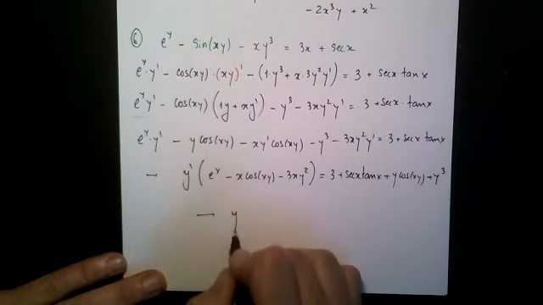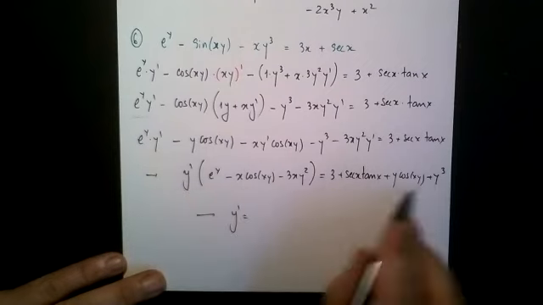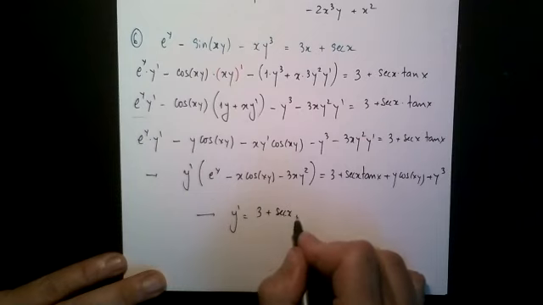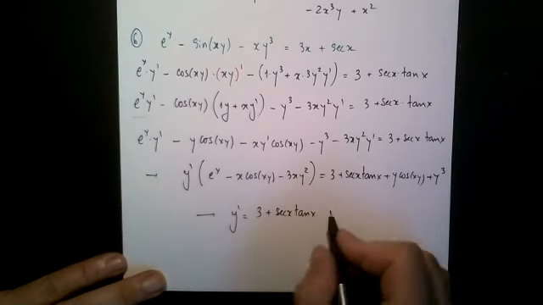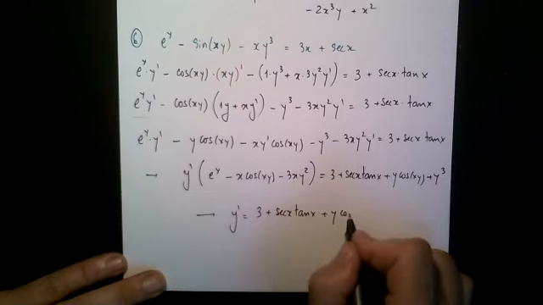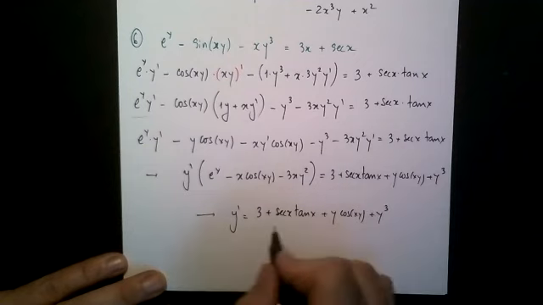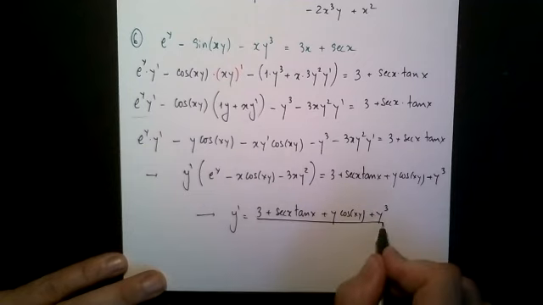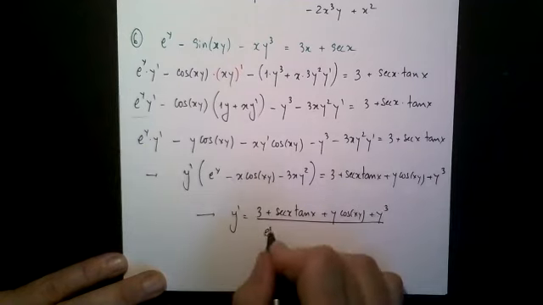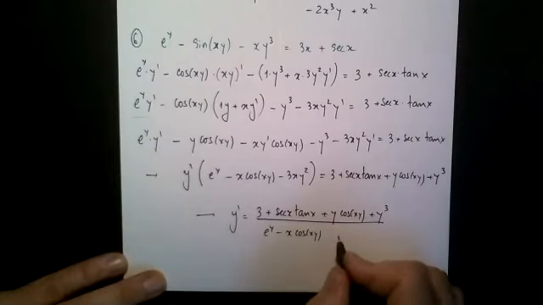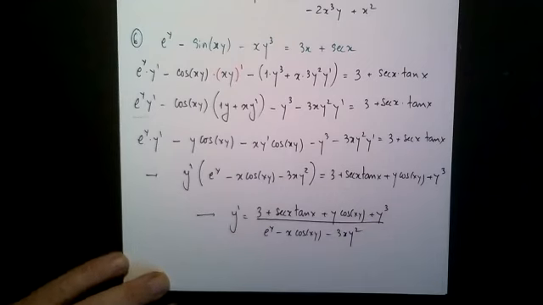And therefore, y prime will be this over that. 3 plus secant x tangent x plus y cos xy plus y cubed over e to the y minus x cos xy minus 3xy2. And this is my answer.